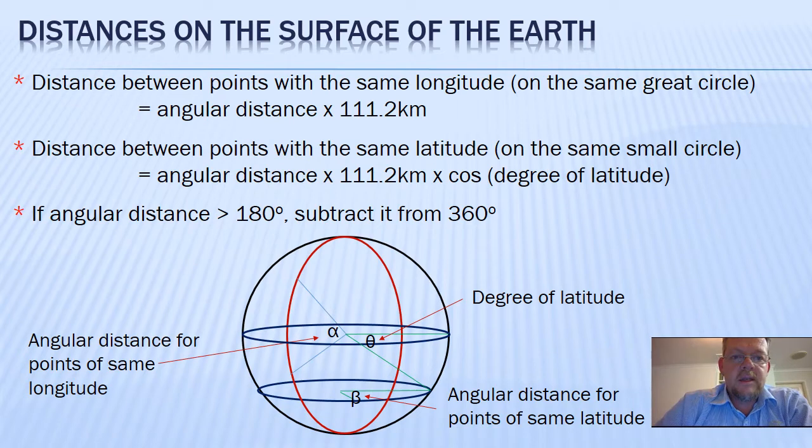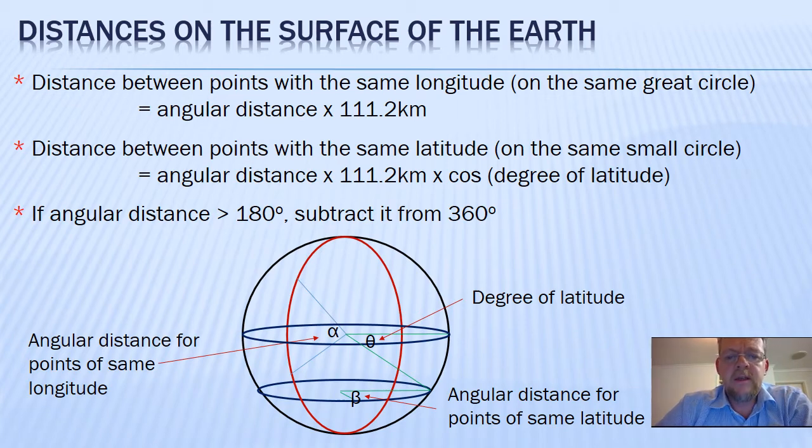If we're looking at distances on the surface of the Earth, remember distances on a great circle, 1 degree is the same as saying 111.2 kilometers. So if I want to find the distances on a great circle, it's just the angular distance, how many degrees is it from one to the other, and then multiply that by 111.2 kilometers.